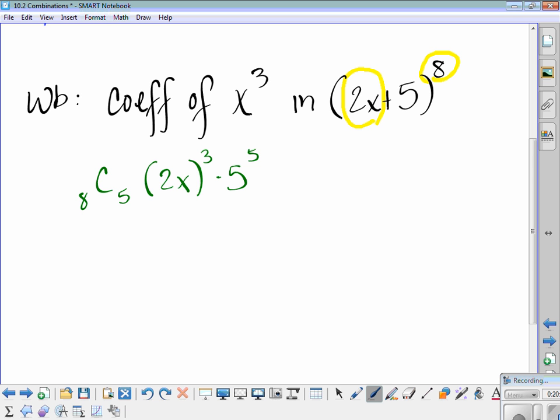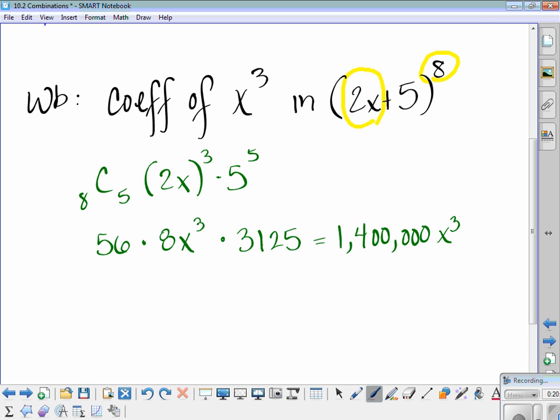So if you look in your 8th row, what does that come out to? 56. And then 2 cubed is 8. You got to remember to cube the coefficient as well, not just the x, but the 2 also. And then 5 to the 5th power was 3,125. Right. So if you multiply those all together, it came out to 1,400,000 x cubed. And again, if they're asking for the coefficient, really the only part that's your answer is the 1.4 million. Okay? All right, any questions?